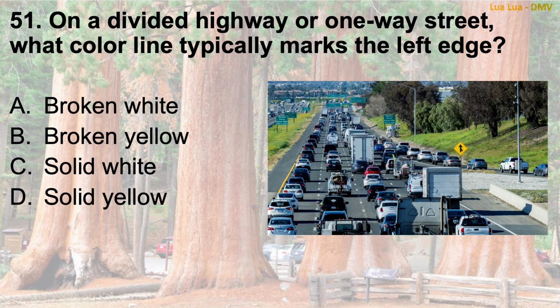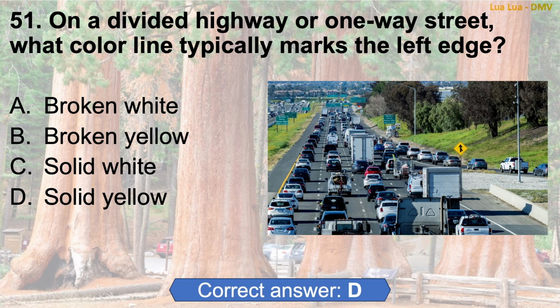Question 51. On a divided highway or one-way street, what color line typically marks the left edge? A. Broken white. B. Broken yellow. C. Solid white. D. Solid yellow. The correct answer is D. Solid yellow.